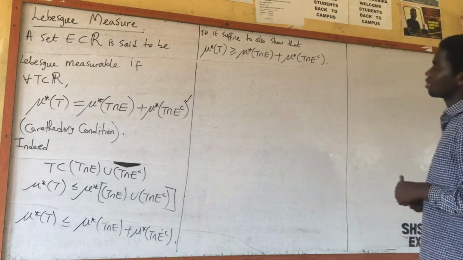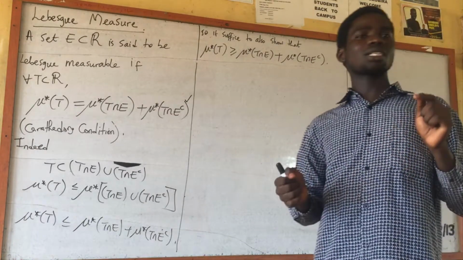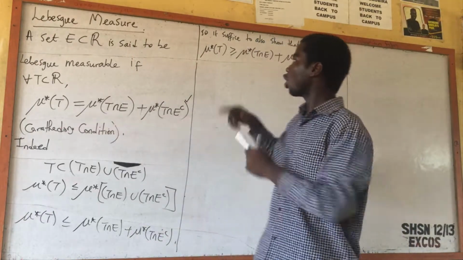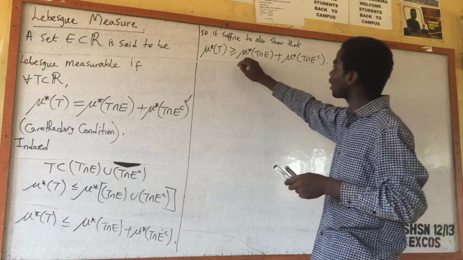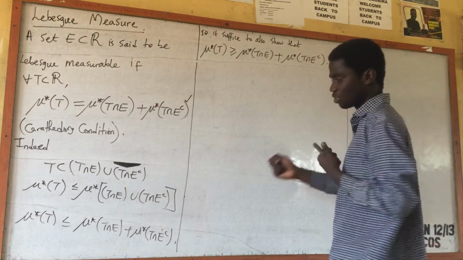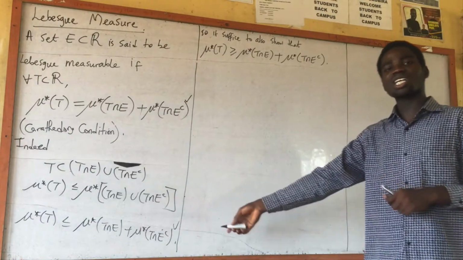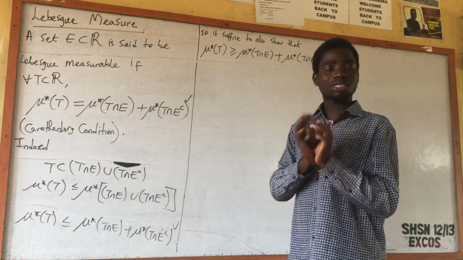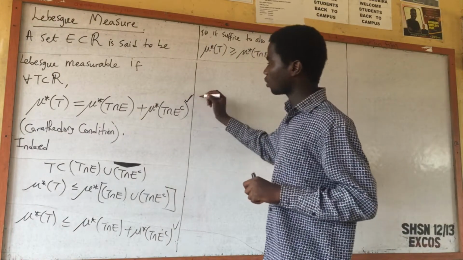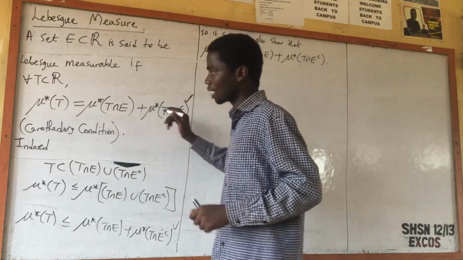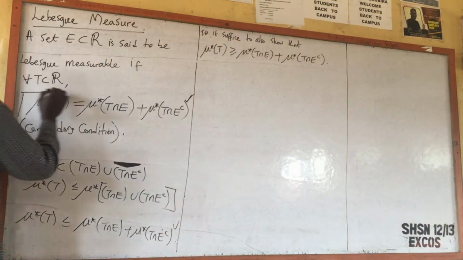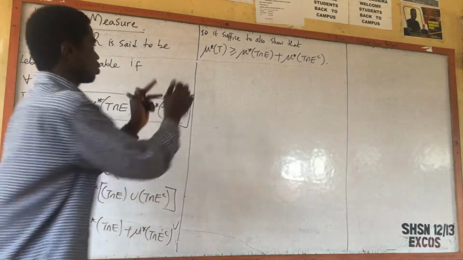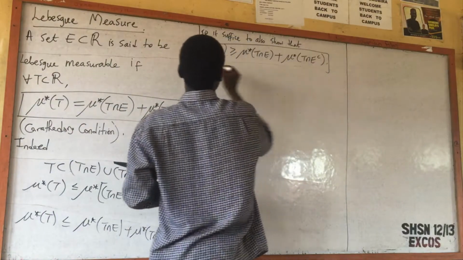So my point is that if you are told to show that a set is Lebesgue measurable, you either show that it is equal, or you show it's greater than or equal. Once you show that it's greater than or equal to this, you are done, because this direction is always true by monotonicity and countable subadditivity. If you can prove this, then you have shown that it is measurable. They are all the Caratheodory condition.